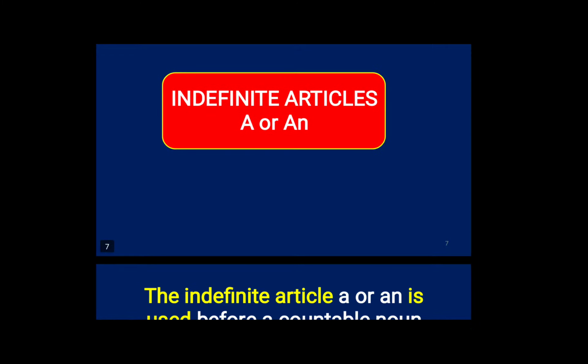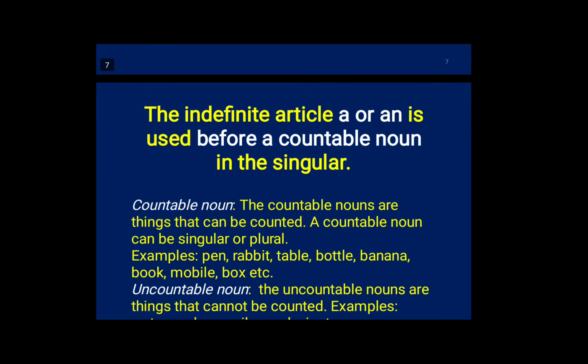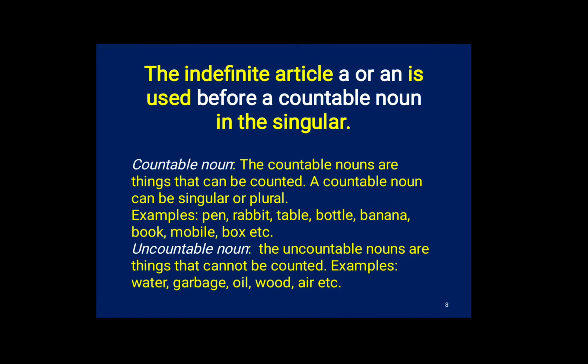So coming to indefinite articles a or an. Now the indefinite article a or an is used before a countable noun in the singular. Now let me explain what are countable nouns and uncountable. Yes, you have an idea, isn't it? Nouns are of two types. Some we can count and we call them countable, and some nouns we cannot count and we call them uncountable nouns. The countable nouns are things that can be counted, and it can be either singular or plural.